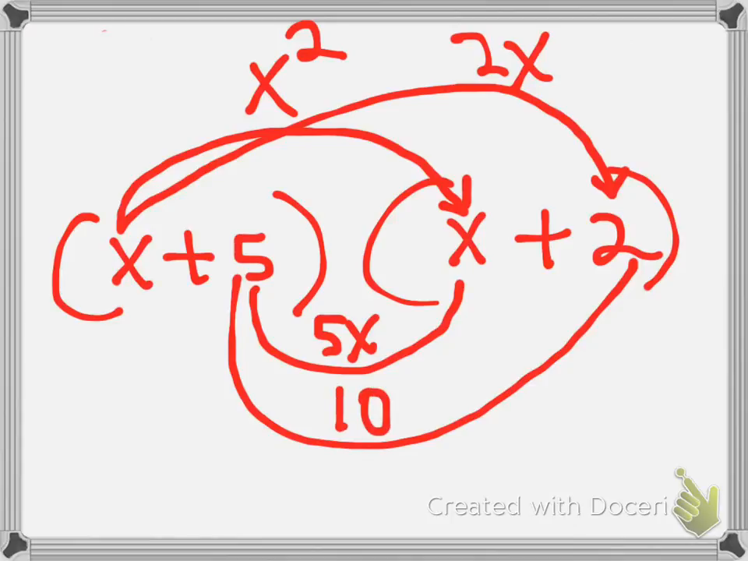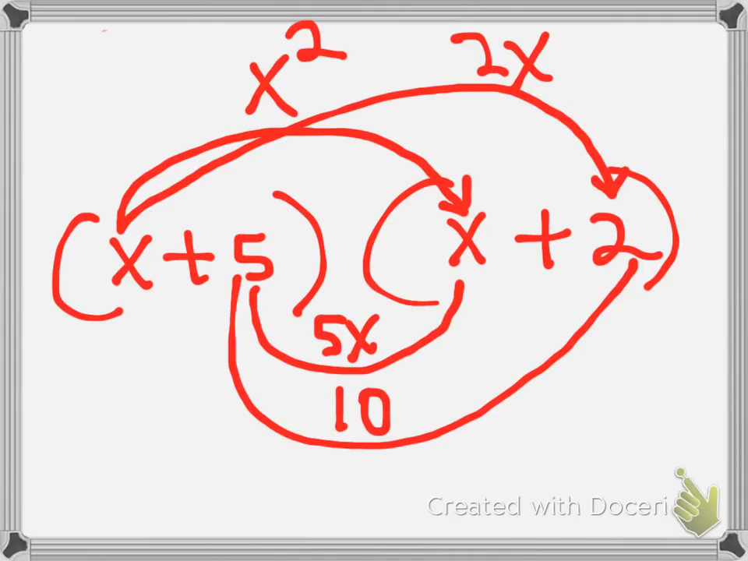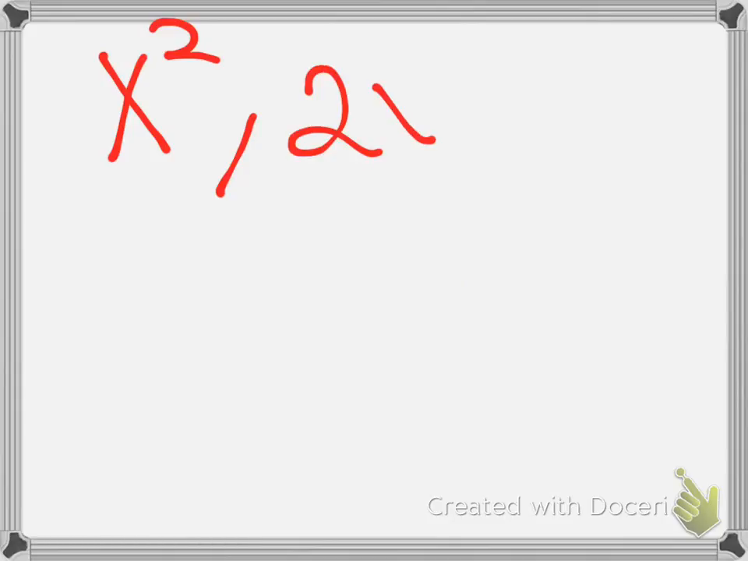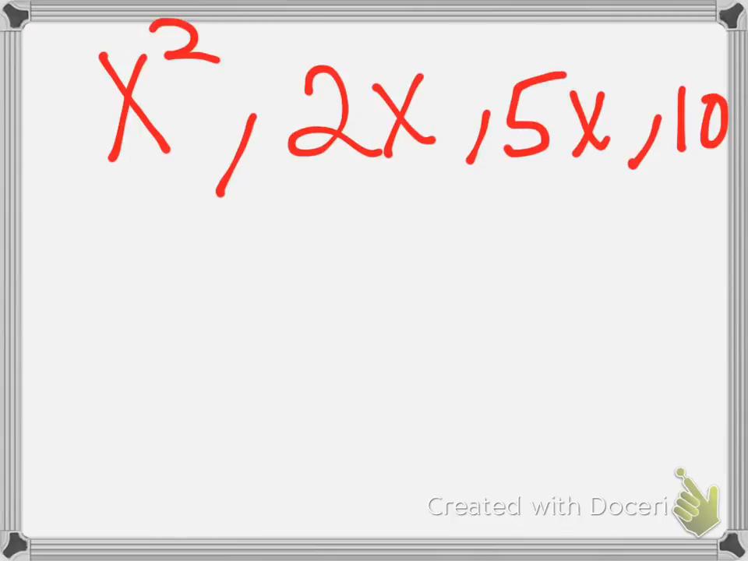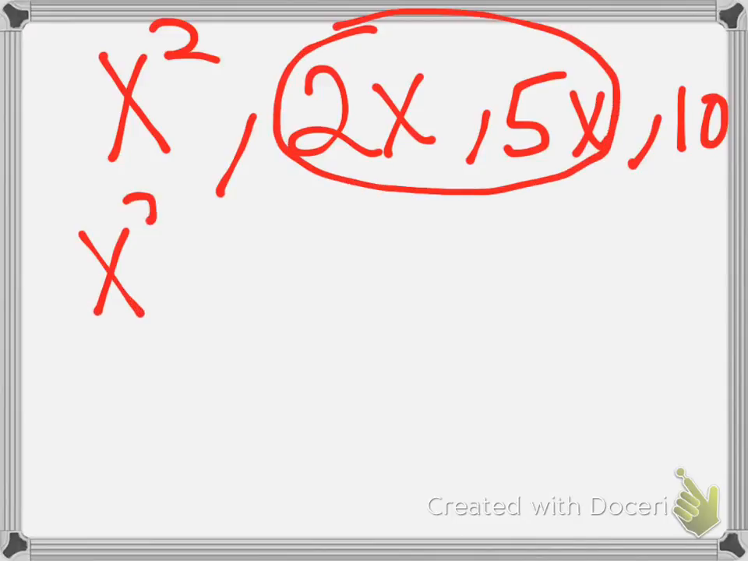Now, we just have to write out all the terms in a way that we can actually read it. So, x squared, that's our first term. I'm just going to list all the terms down: 2x, 5x, and 10. And now you have to write this as a trinomial, because you can add these two, since they're like terms. So, x squared plus 7x, because you just bring down the x squared, and 2x plus 5x is 7x, plus 10.